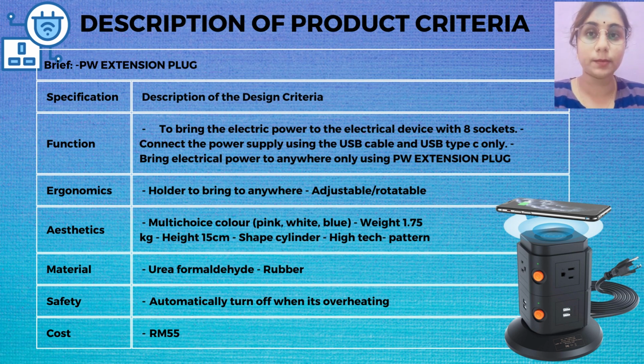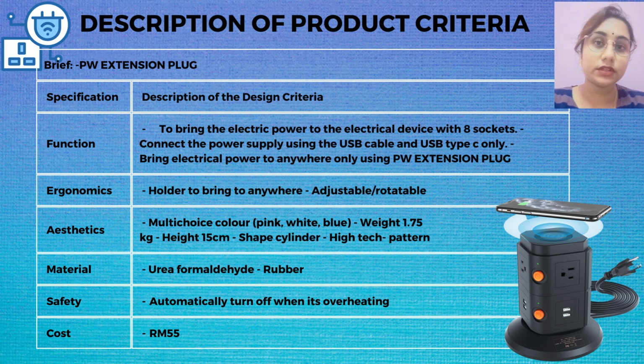Today I'm going to tell about the description of the product criteria. The first thing I'm going to tell about is the specification, which is the description of the design criteria. The function of the power extension plug is to bring electrical power to the electrical device with 8 sockets. Besides that, it connects the power supply using the USB cable, and also uses a USB Type C cable, and also brings electrical power anywhere using only this power extension plug.